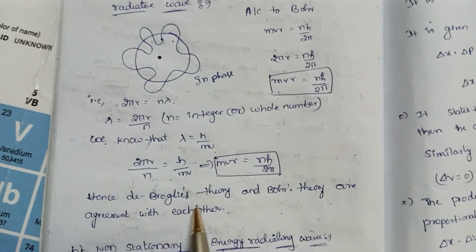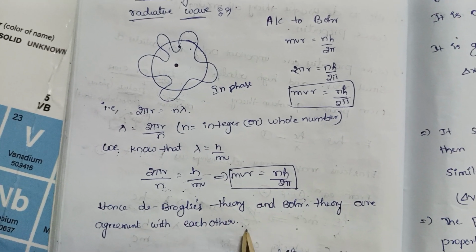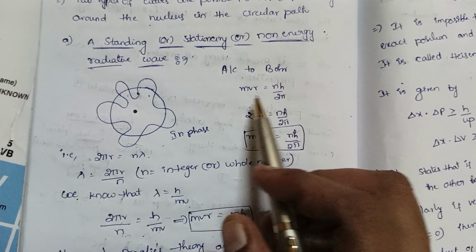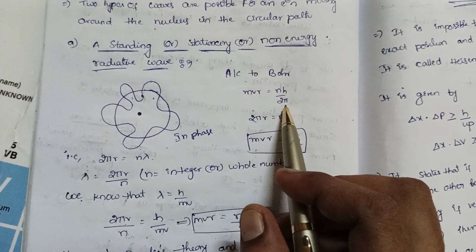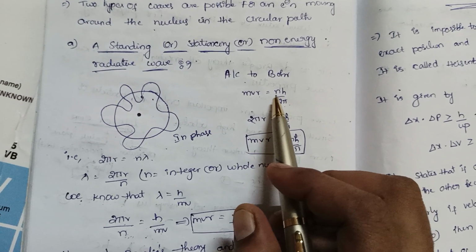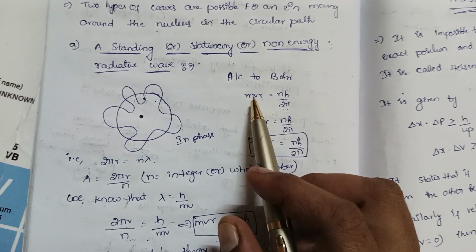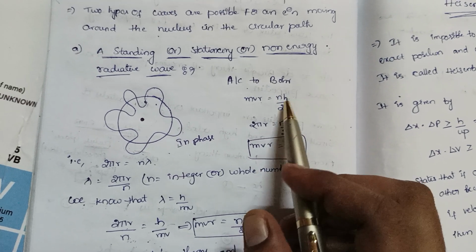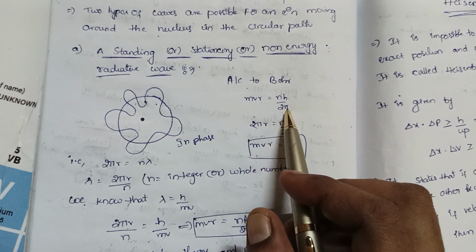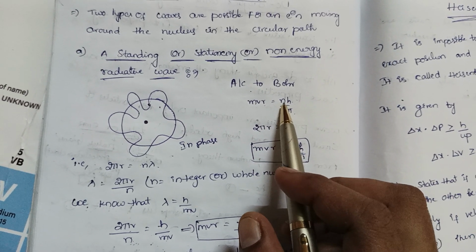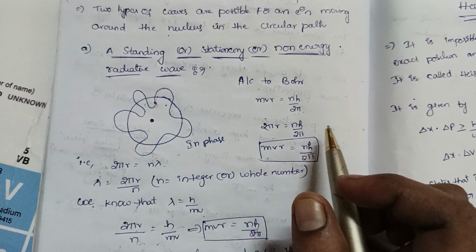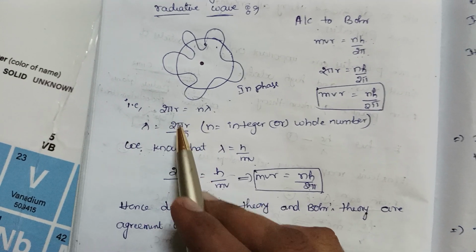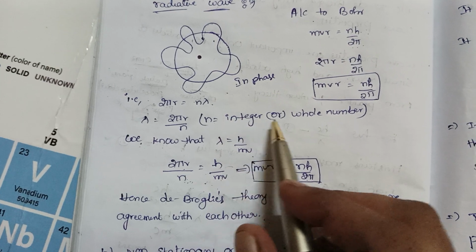So de Broglie's theory and Bohr's theory are in agreement with each other. According to Bohr's theory, the equation is mvr equals nh by 2 pi. When mvr equals nh by 2 pi, the electron revolves around the nucleus in a particular orbit. If mvr equals 1h by 2 pi, the electron revolves in the first orbit. If mvr equals 2h by 2 pi, the electron revolves in the second orbit. Here circumference 2 pi r equals n lambda, so lambda equals 2 pi r by n. Here n is an integer or whole number.